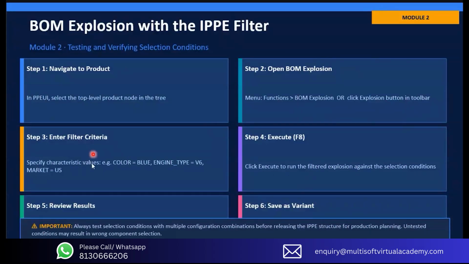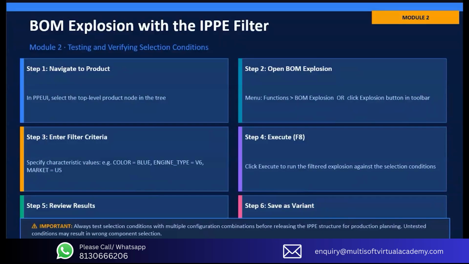So enter filter criteria. What is the filter criteria? Specify a characteristic. So this is, for example, color is blue. This is a testing before finalizing. We'll test in this way. So we give the color, we give the engine type, we give the market. All these filter criteria, and then I'm executing. Execute the run filter. Then it will select the result. So once you are happy with that result, you save that as a variant.